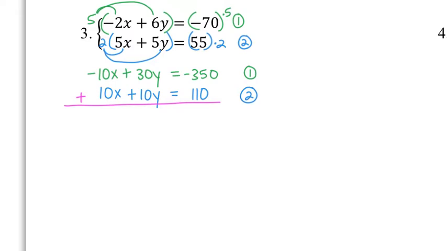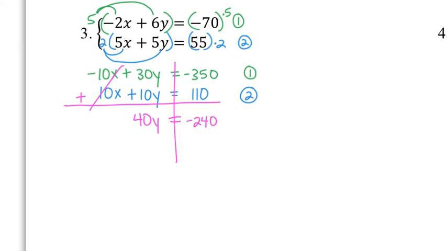So let's do it. Again, we're nicely lined up. We have to add left side to left side, right side to right side, all nicely lined up. X's, Y's, constant. So negative 10x plus 10x, that eliminates. That's what we wanted. That's what we expected. And now 30y plus 10y is 40y equals negative 350 plus 110 is negative 240.